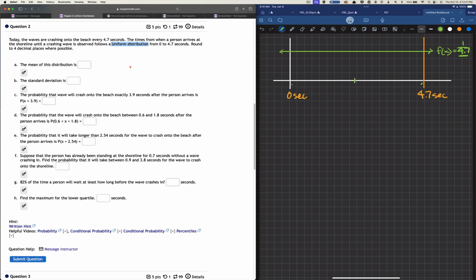The formula to calculate the mean of a uniform distribution is (A plus B) divided by 2. This left boundary is the value for A, and this right boundary is the value for B. So essentially, we're taking the average of those two numbers: 0 plus 4.7 divided by 2, that's 4.7 divided by 2, which is 2.35. So this middle number, halfway between 0 and 4.7, is 2.35, which is our mean. So, boom. Okay?